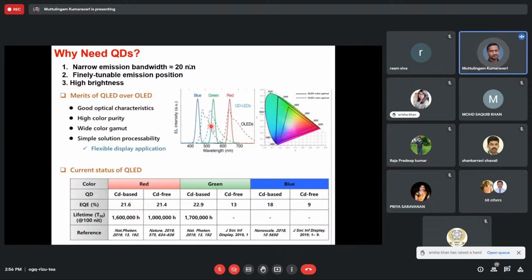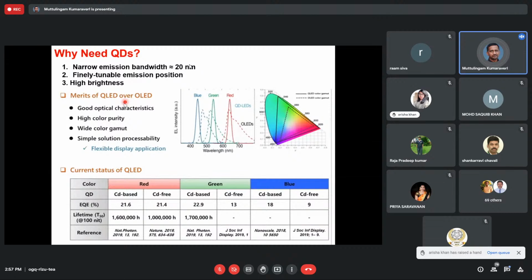The OLED one, the full width half maximum is very large compared to this very narrow one. So we need to make saturated colors, and we need a narrow full width half maximum. You can see this is the OLED; we can achieve these colors up to this maximum. But if we use the QLED, we can go up to the saturated red, green, and blue.